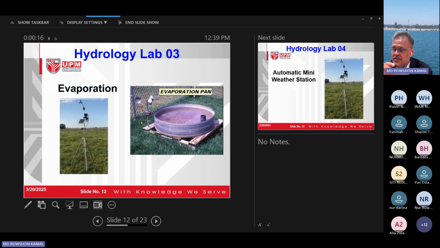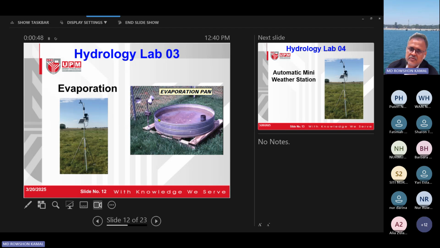So evaporation data is also a hydrologic component. This evaporation data you can also get from the JPS, same place, same data website. You have to apply, then you can get the evaporation data. Evaporation data is collected using this device. We have this device in our lab, so when you come back, you can see it. This is called an evaporation pan. It is a steel circular shape.